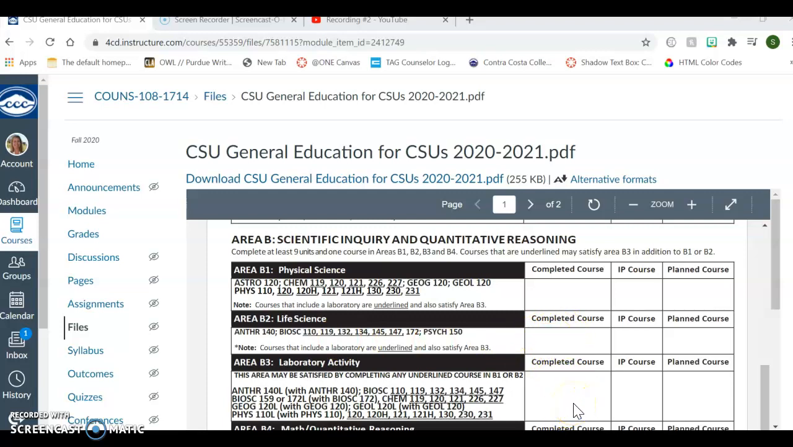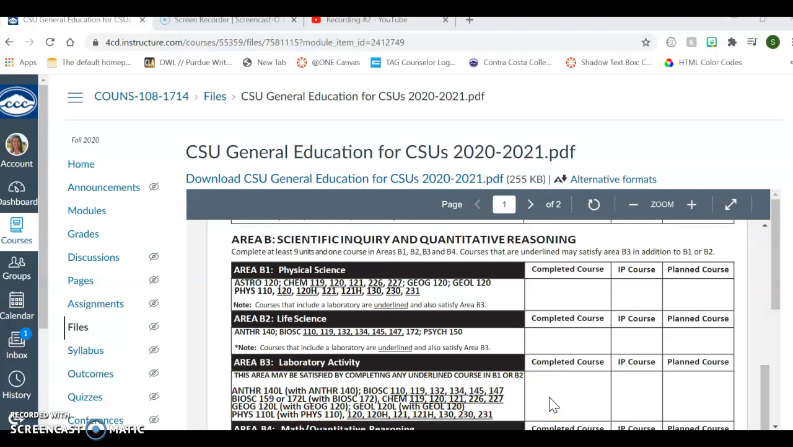So if you were to take, for example, Astronomy 120 to meet the physical science area, you could then take BioSci 110 to meet the life science and lab, or Anthropology 140 to meet the life science, and then you would add the lab.